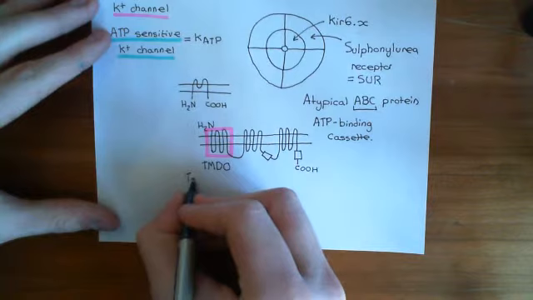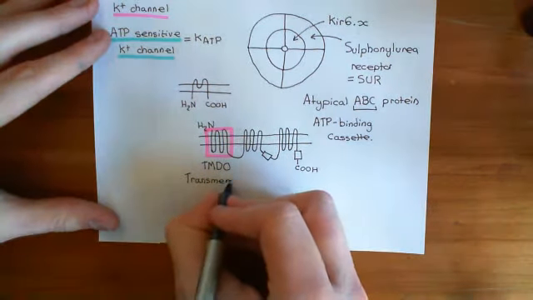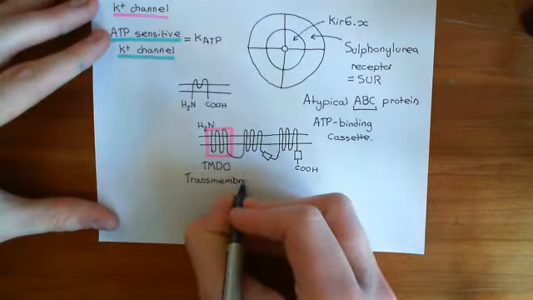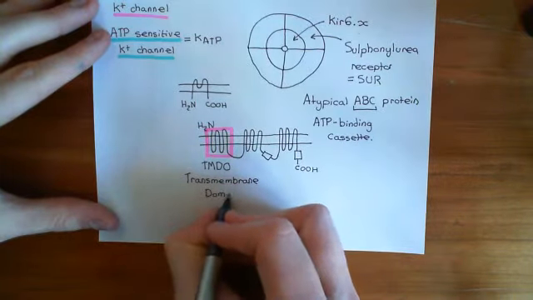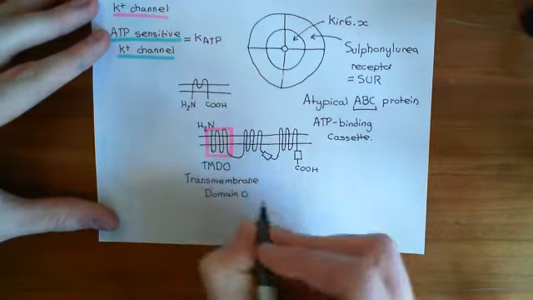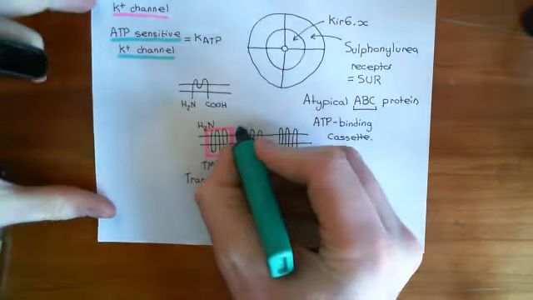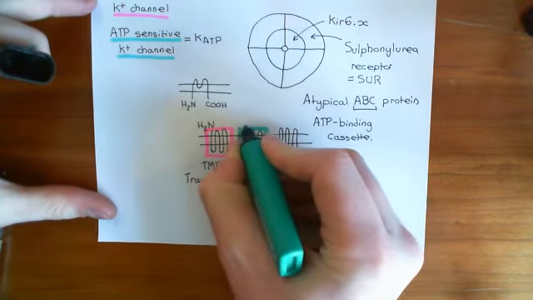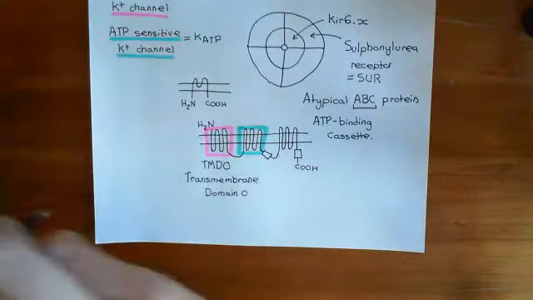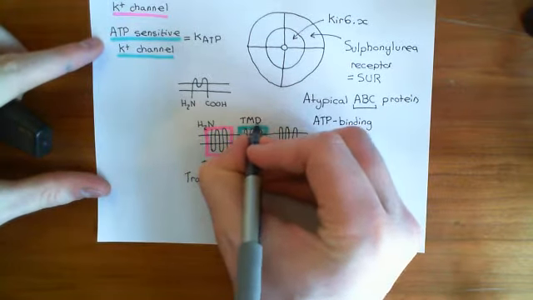TMD0 stands for transmembrane domain 0, so the T is for trans, the M is for membrane, and the D is for domain. Now this next transmembrane domain here, consisting of these 6 membrane spanning alpha helices, is known as the transmembrane domain 1. So this is TMD1.